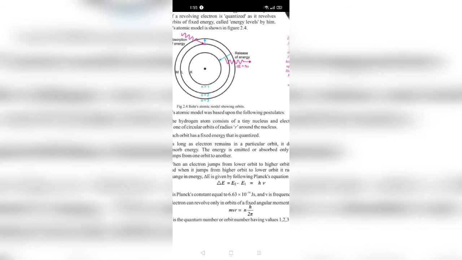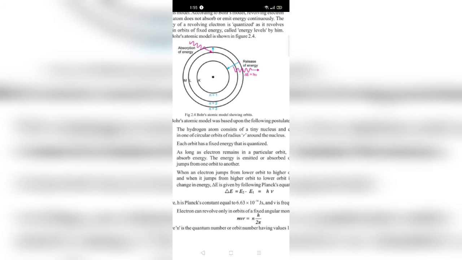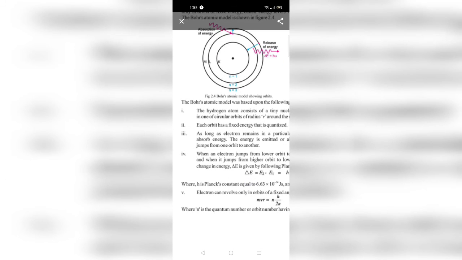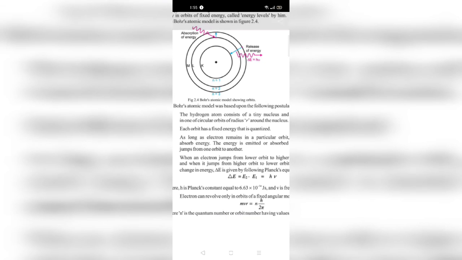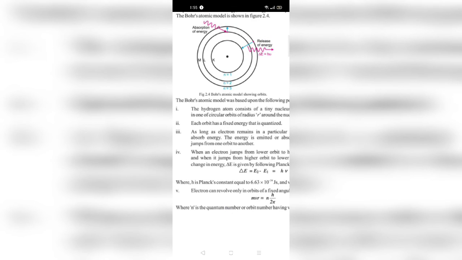The hydrogen atom consists of a tiny nucleus and the electron revolves in one of the circular orbits of radius r around the nucleus. Radius is the distance between the middle of the circle and the boundary of the circle. Then, as the second point, he said that each orbit has a fixed energy that is quantized, and I already explained that quantized means the same amount of energy distributed all over the orbit. Each orbit has a fixed energy different from other orbits.